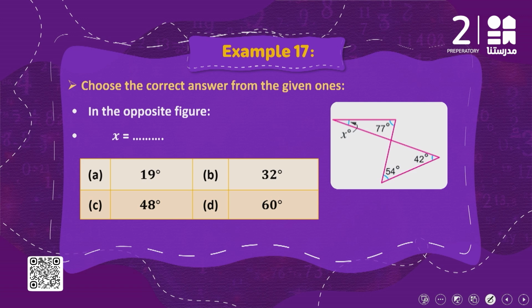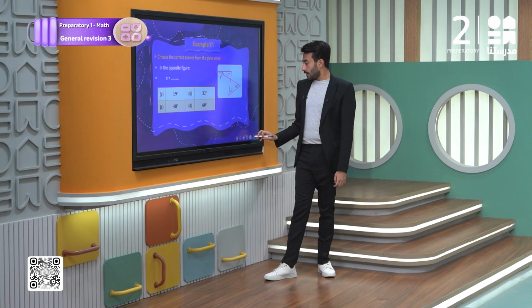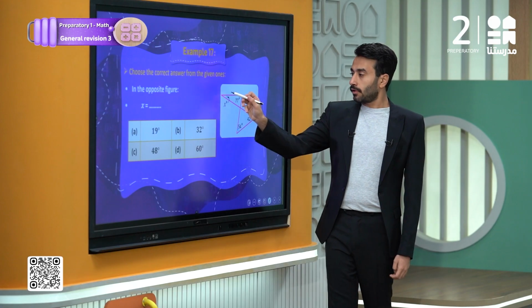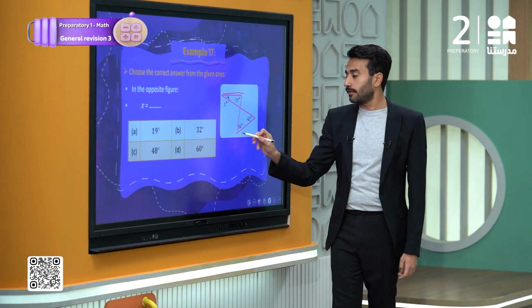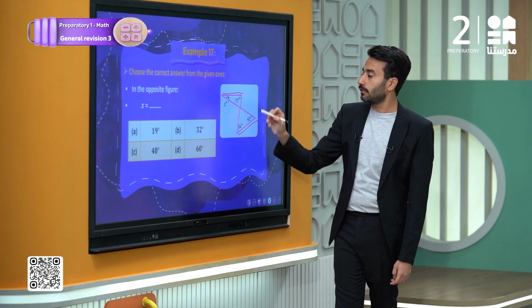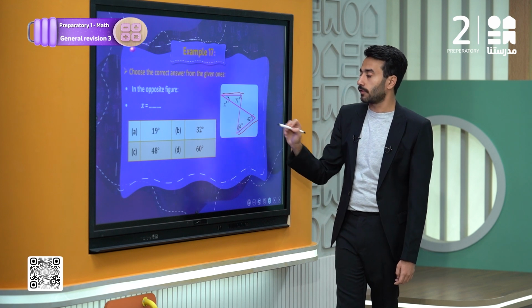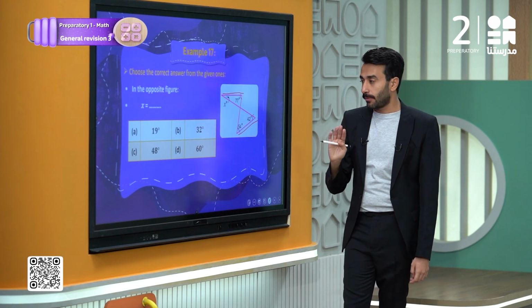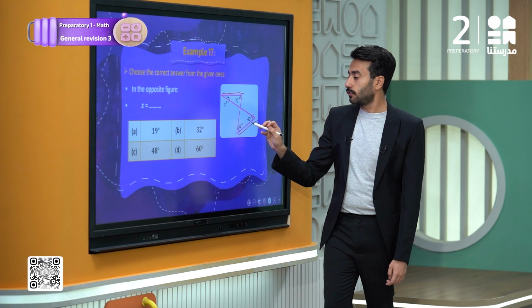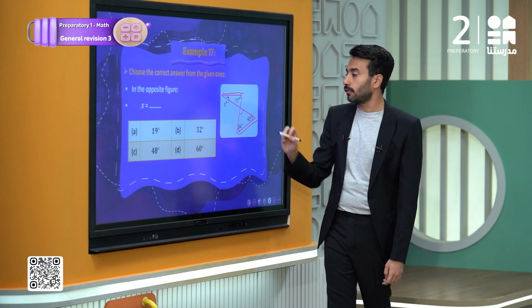In the opposite figure, find angle x. Take care about this question. This line is not parallel to this one. That's why this angle is different than this one and also different than this one. We don't have parallel lines here. Simply, if you have these two angles, you need to find this one.